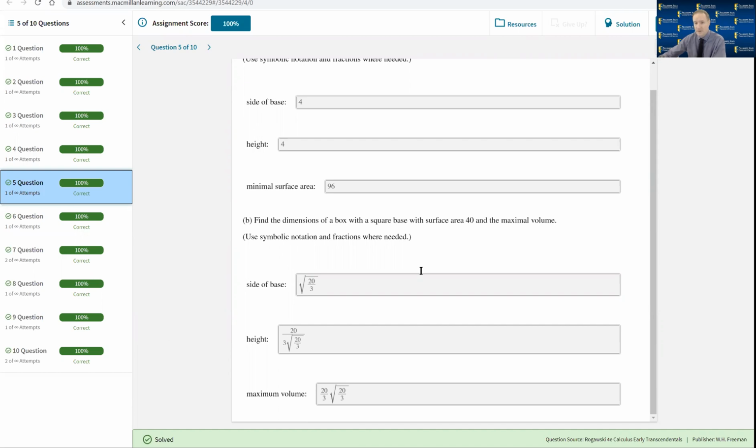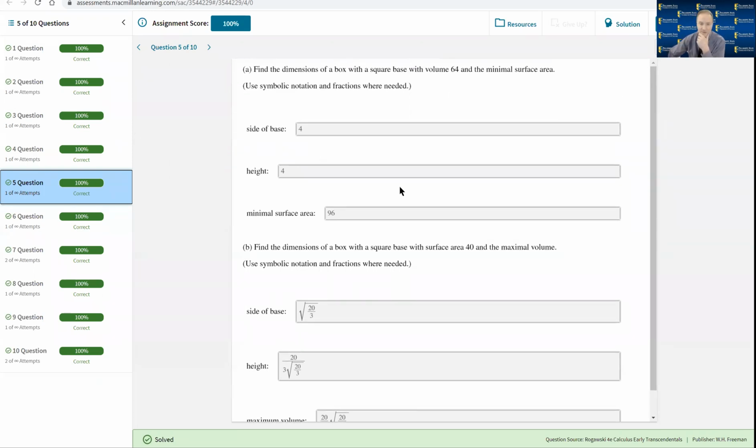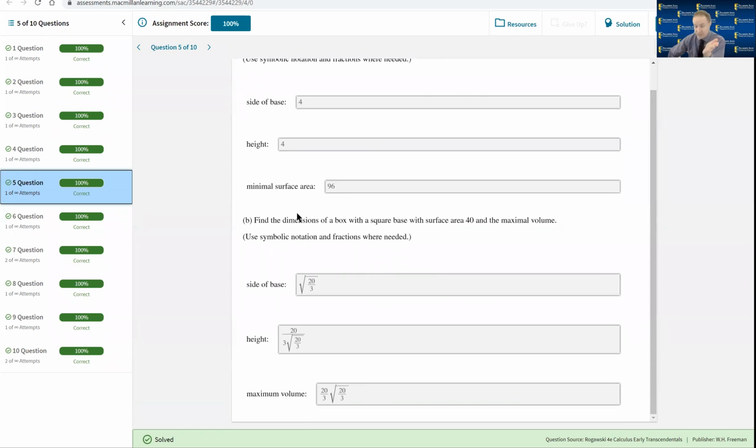For part B here, it's asking us to find the dimensions of the box with a square base with a surface area of 40 and maximum volume. Now, think about this. In order to get that volume of 64, we found that the minimum surface area required to do that would be 96 square units.